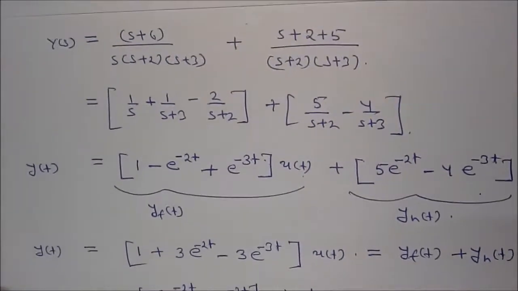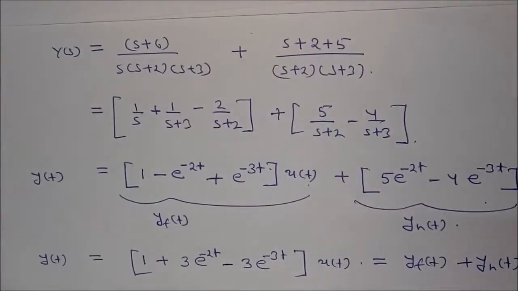First one, what I will say, that there are basically 4 types of responses. One is natural, second one is what? Forced response, third one is what? Transient response, and fourth one is what? Steady state response. Now listen very carefully. First one is natural response.